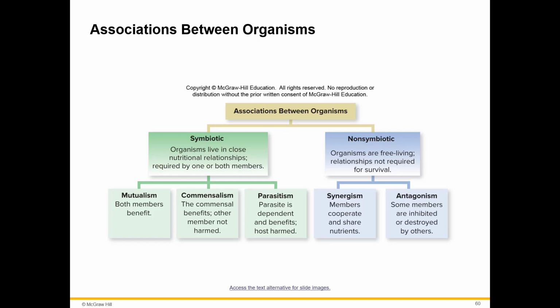Non-symbiotic relationships, like I mentioned, are organisms that are free living. Their relationships are not required for the survival of the organism. So synergism is when members cooperate and share nutrients. And antagonism is when members are inhibited or destroyed by others. So this relationship isn't necessary for anyone's survival, but it's present. So they happen to either feed together and share, or they fight against each other.